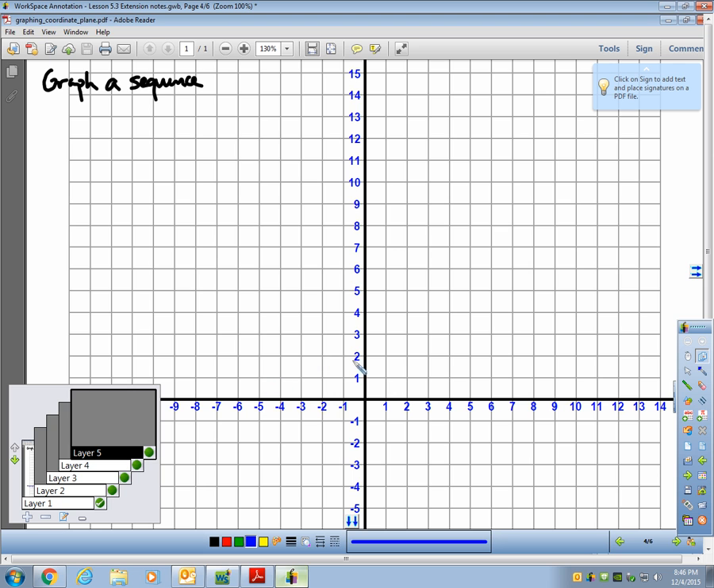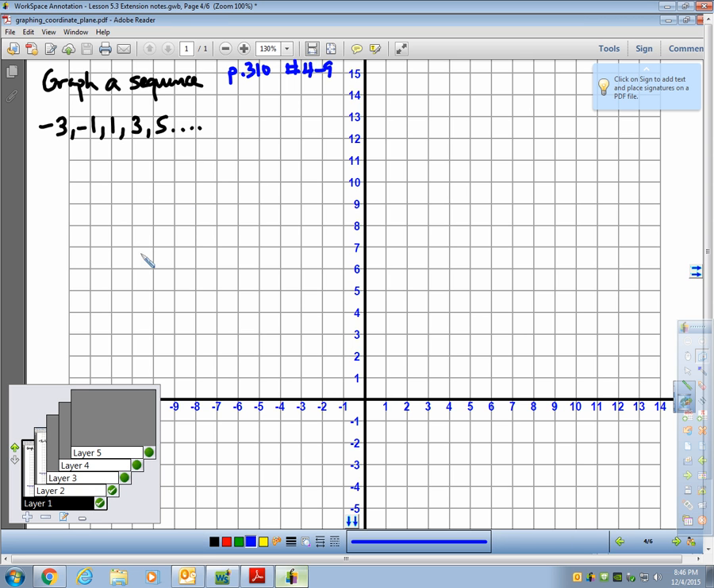We're going to graph a sequence. That's another thing you're going to have to be able to do. If you look on page number 310 and you look at numbers 4 to 9, they're going to ask you to graph an arithmetic sequence. Here's how you do that.